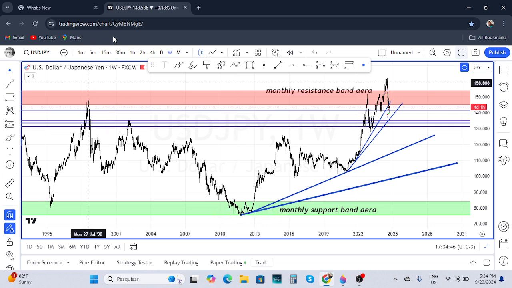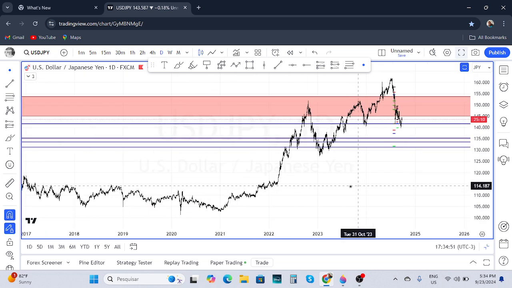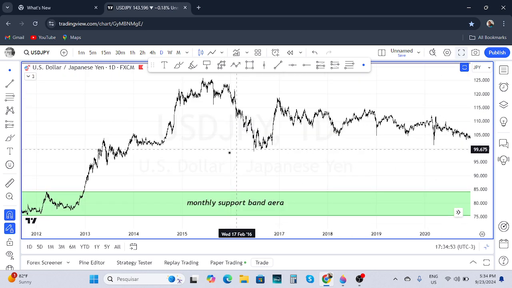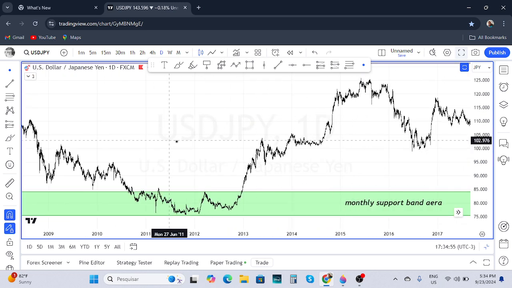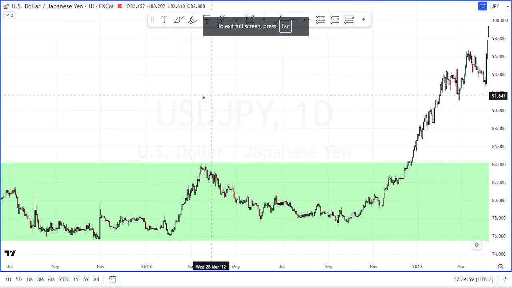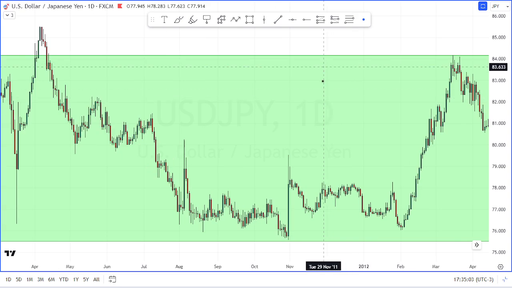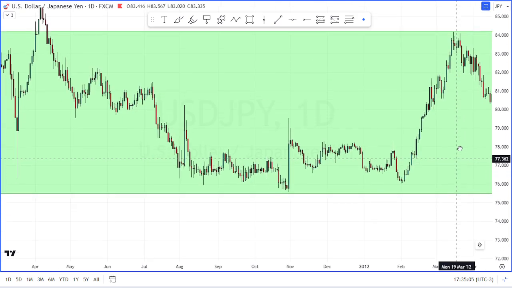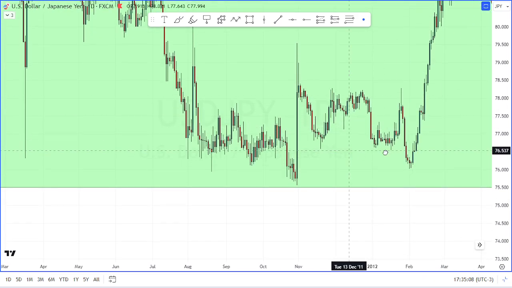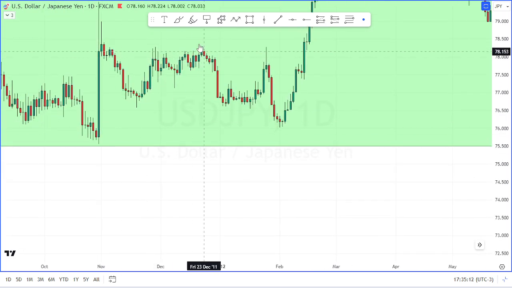All right, now let's move to daily. Daily is still the same thing. It's a no brainer. We're just going to do the same thing. We're going to go all the way down. This is the monthly band area. It's huge right here. So where is the lowest point? This is the lowest point.